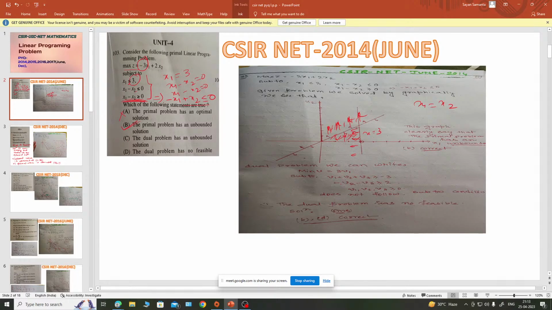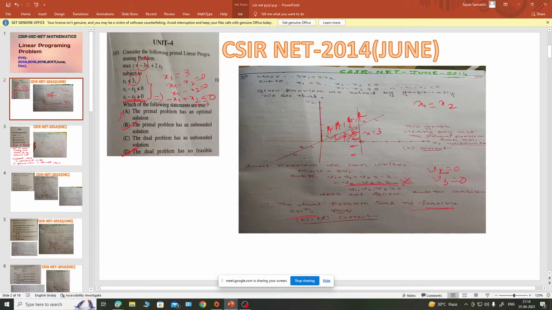So here we see that if we put v1, v2, v3 greater equals to 0, if we put v1 equals to 0, v2 equals to 0 and v3 equals to 0, the second condition does not follow. The second subject to condition does not satisfy, so the dual problem has no feasible solution. So the dual problem has no feasible solution, so option D is correct.